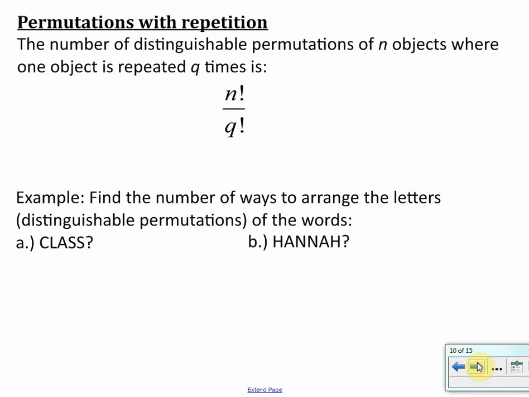Sometimes we see permutations where objects in the group are repeated, like in the example of finding the ways to arrange the letters in the word class. You'll see that the S here is repeated twice. So in this case, if I had LASSC, that would be the same as if I just switch those 2 S's because the S's are the same. So to compensate for the repeated item, we have this formula up top, N factorial over Q factorial, where N is the total and Q is the number of repetitions.